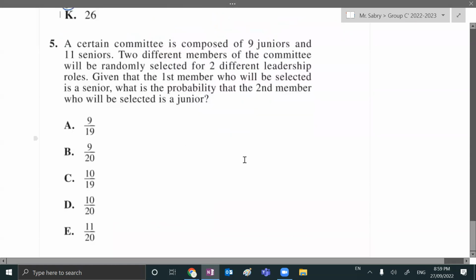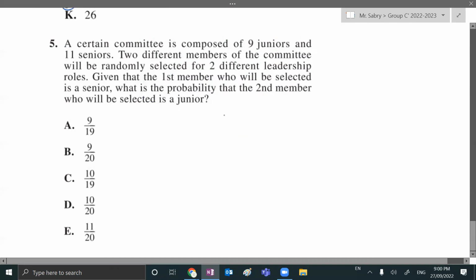Okay, moving on to number 5. It says a certain committee is composed of 9 juniors and 11 seniors. When I read such questions, I can easily tell that this is a word problem, and it's a big one, so I'll try to organize everything before I even start.